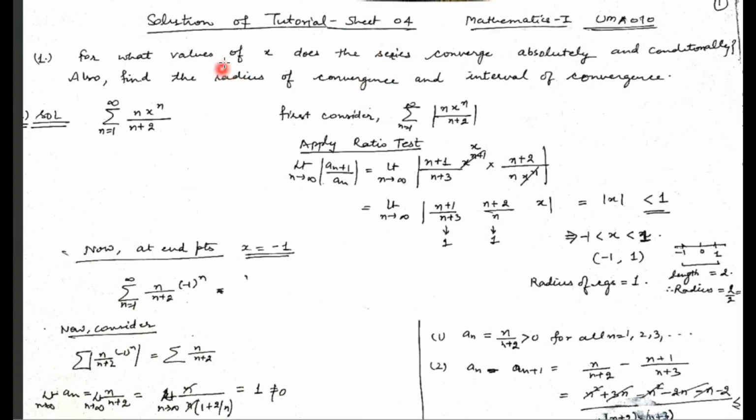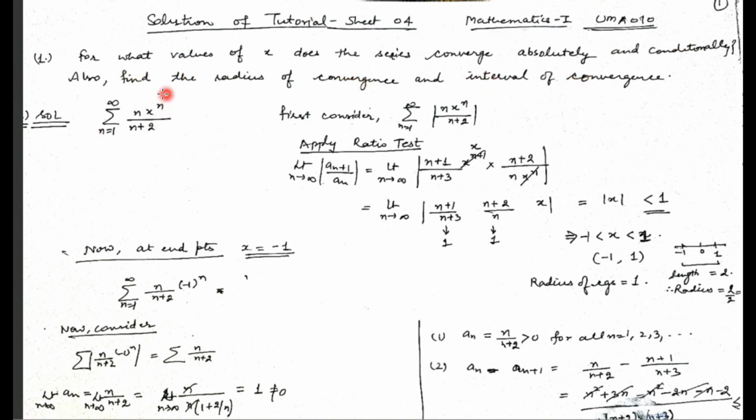Hello everyone, today I am going to explain the solution of tutorial sheet 4. Now just see question number 1. In question number 1, for what values of x does the series converge absolutely and conditionally? Also find its radius and interval of convergence.